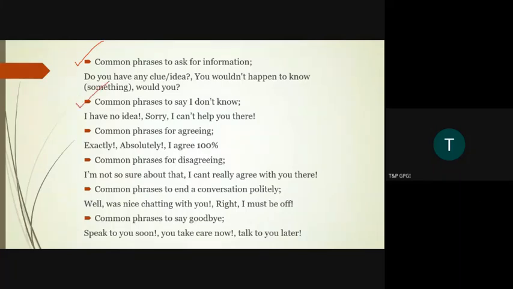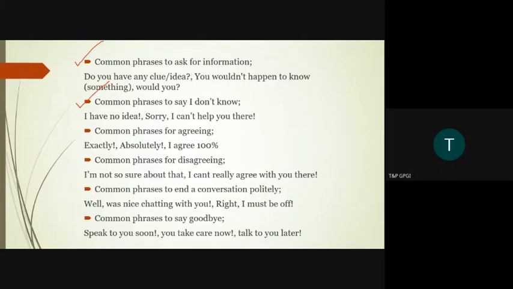So very easy. I have no idea. Sorry, I have no idea. Or I haven't got any clue. I don't know. So they are very similar. And you will also hear people saying I haven't a clue. Shorten it down: I have no clue, or I haven't a clue.